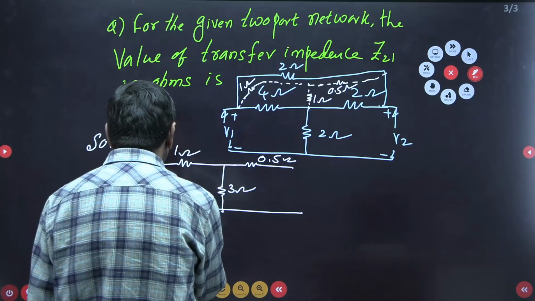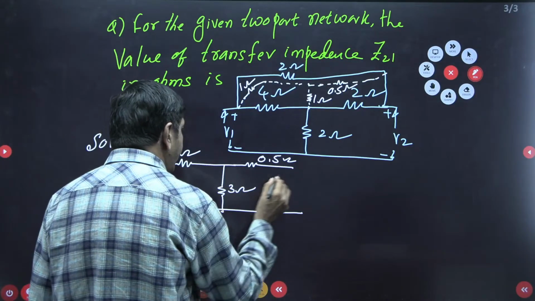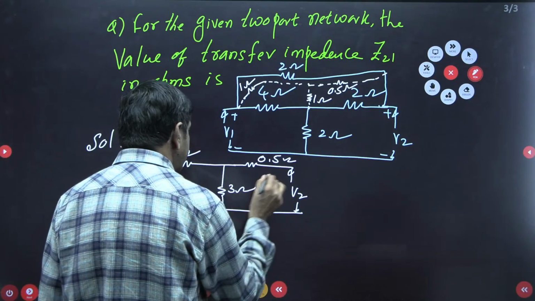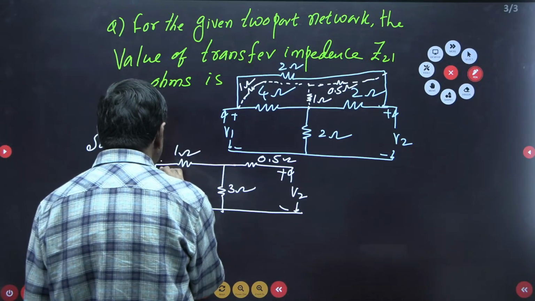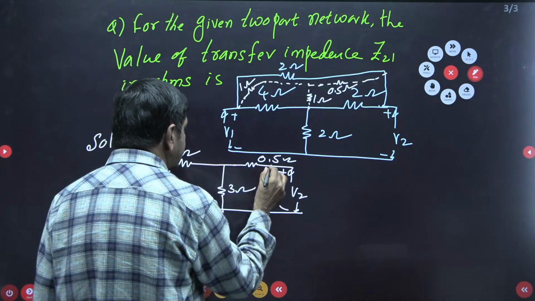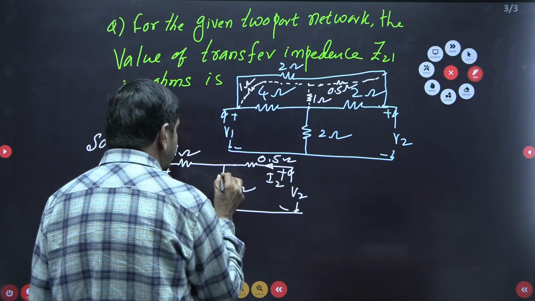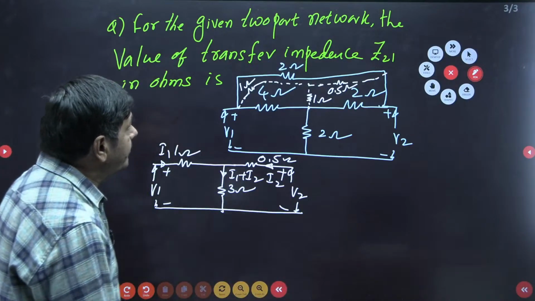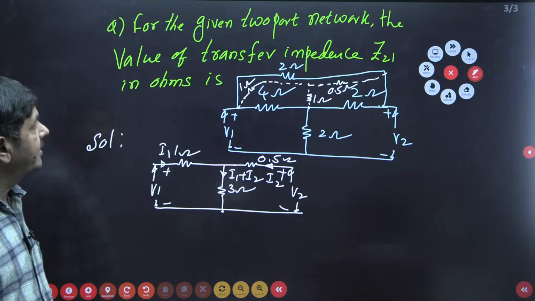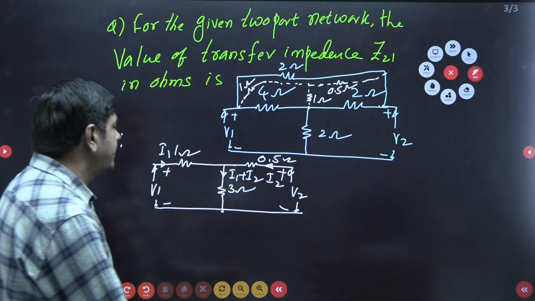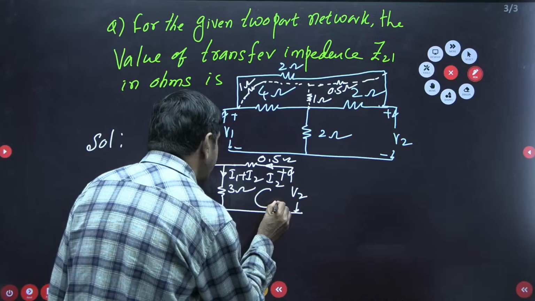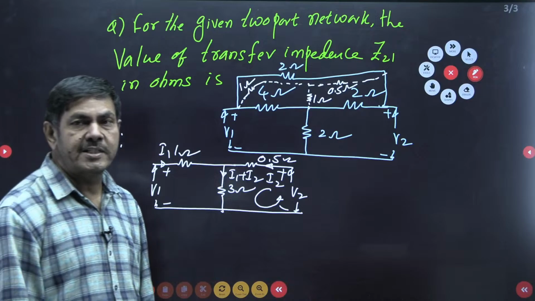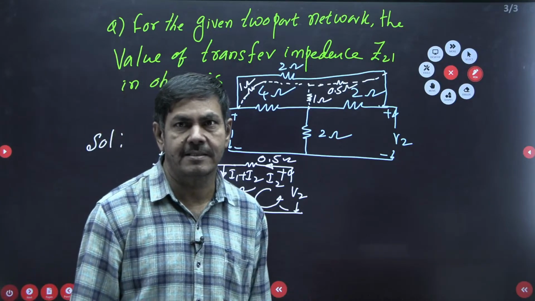We know very well this voltage is V1 and this voltage is V2. Polarity I can put plus minus, plus minus. The current directions are taken: this is I1, and this current direction is I2. The total current is nothing but I1 plus I2. To get Z21, I can select this path, using the V2 equation.